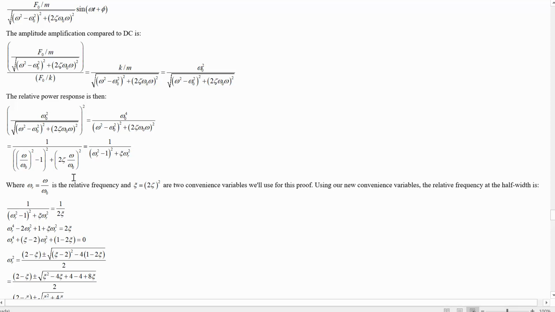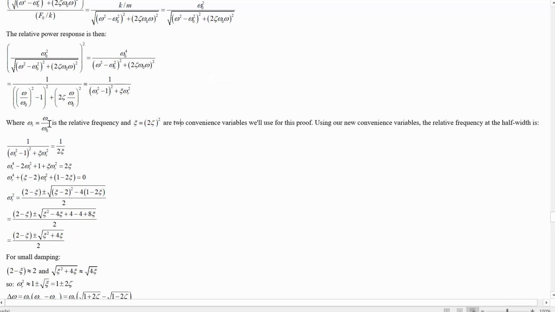frequency. And then just for even more convenience, instead of dealing with 4 zeta squared, we're just going to call that xi. Give it another Greek symbol, why not? Okay, so the omega frequency relative to the natural frequency, this is a variable. It's just kind of scaling and forming dimensionless frequency, really. And this one is already dimensionless. It's just a more convenient dimensionless thing that shows up in this.